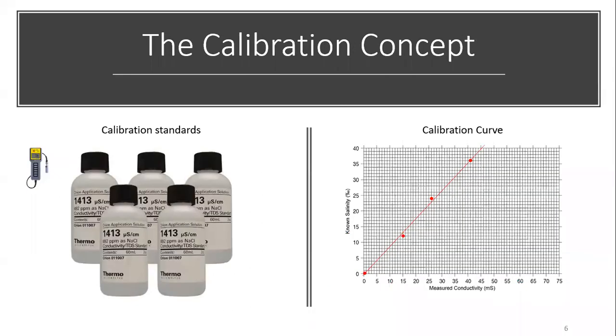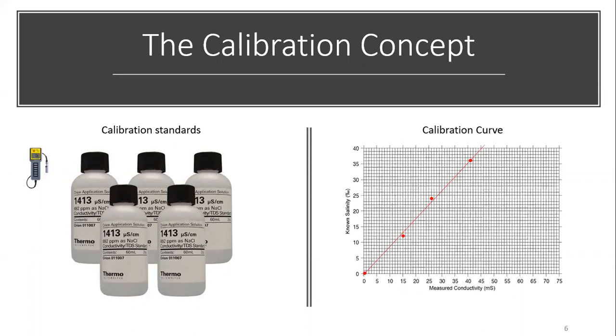The calibration concept. Determining salinity from conductivity utilizes the calibration concept. To convert Siemens, the measure of conductivity, into parts per thousand, the measure of salinity, we must first calibrate the conductivity meter. Calibration is done by measuring and recording the conductivity of solutions of precisely known salinity. These solutions are called calibration standards.